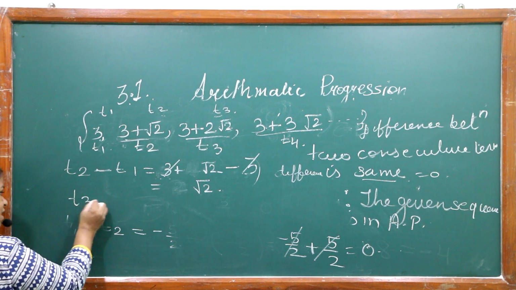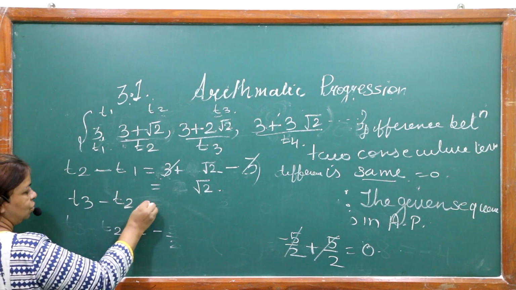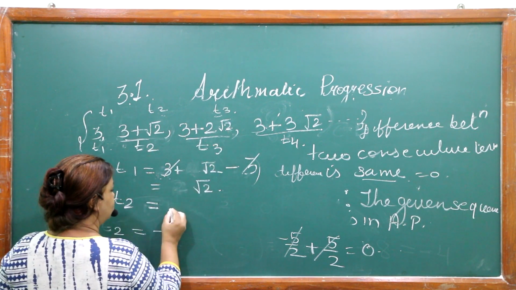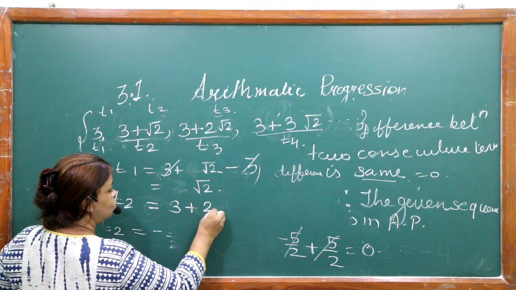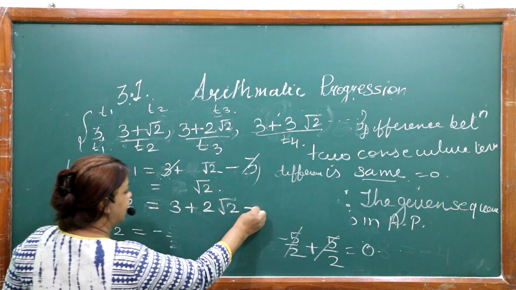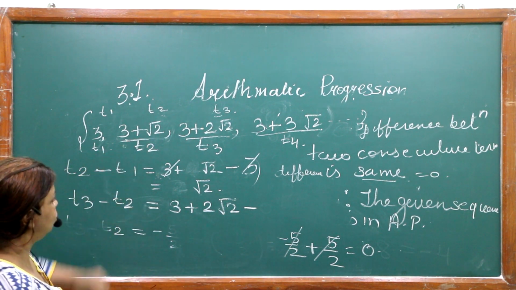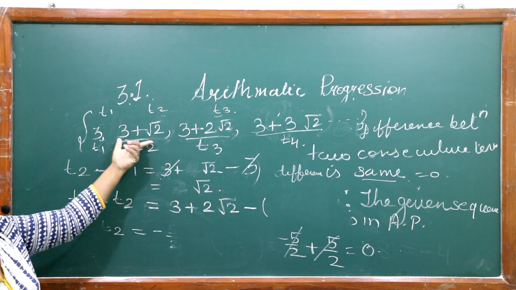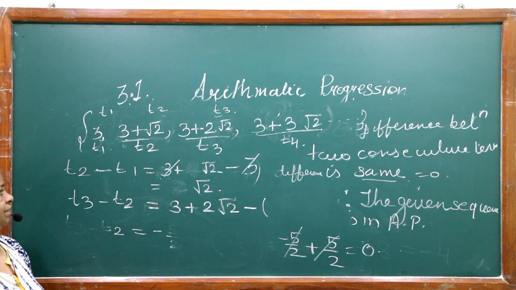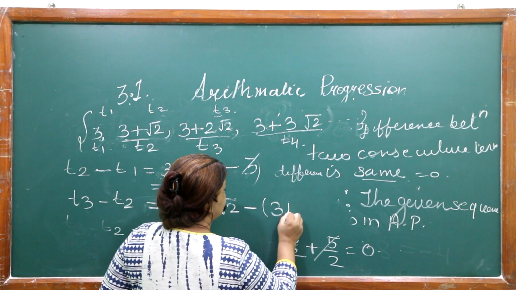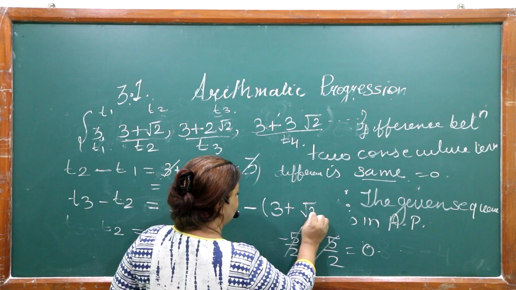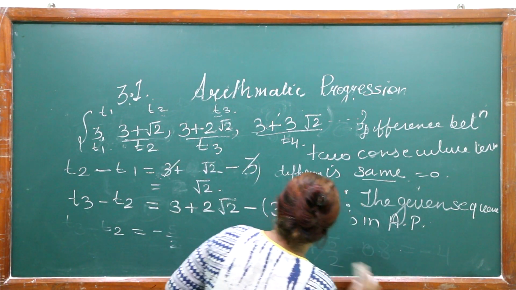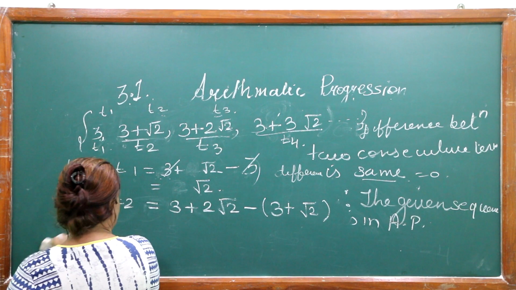Now term 3 minus T2. T3 is 3 plus 2 root 2, minus term 2. Now I'll be writing a bracket as there are 2 numbers, 3 plus root 2. Bracket close. I'll be rubbing it. Okay.